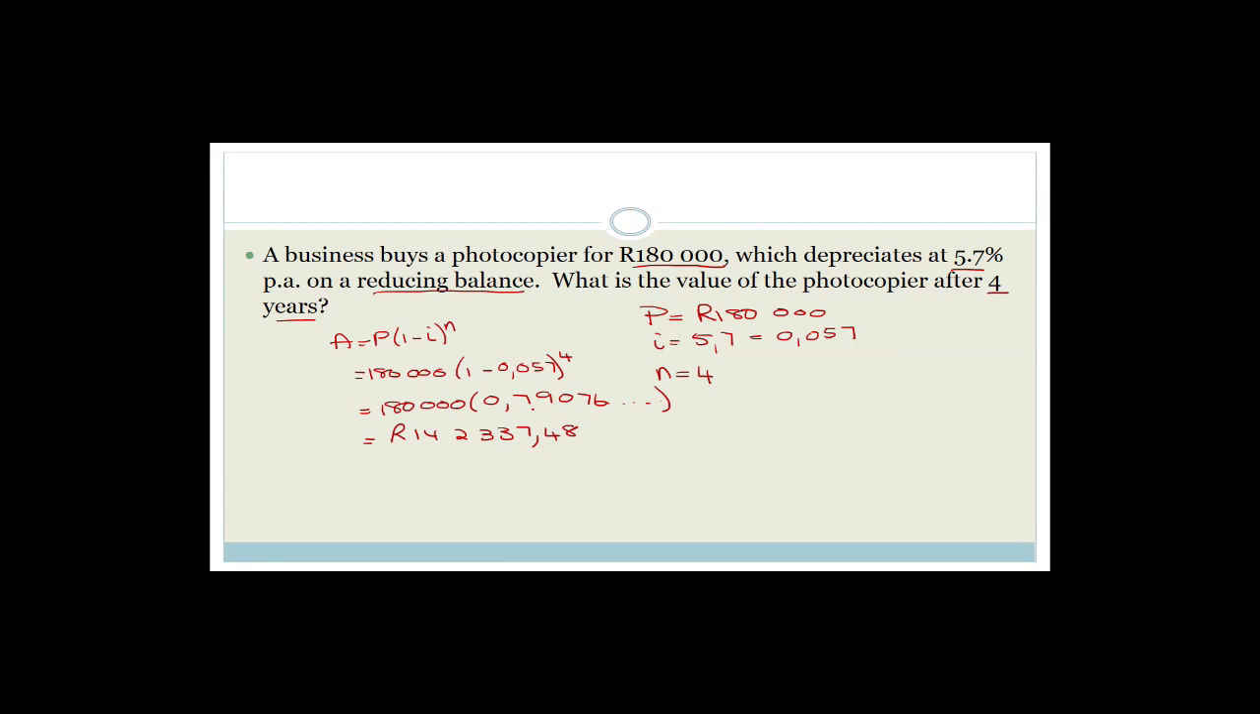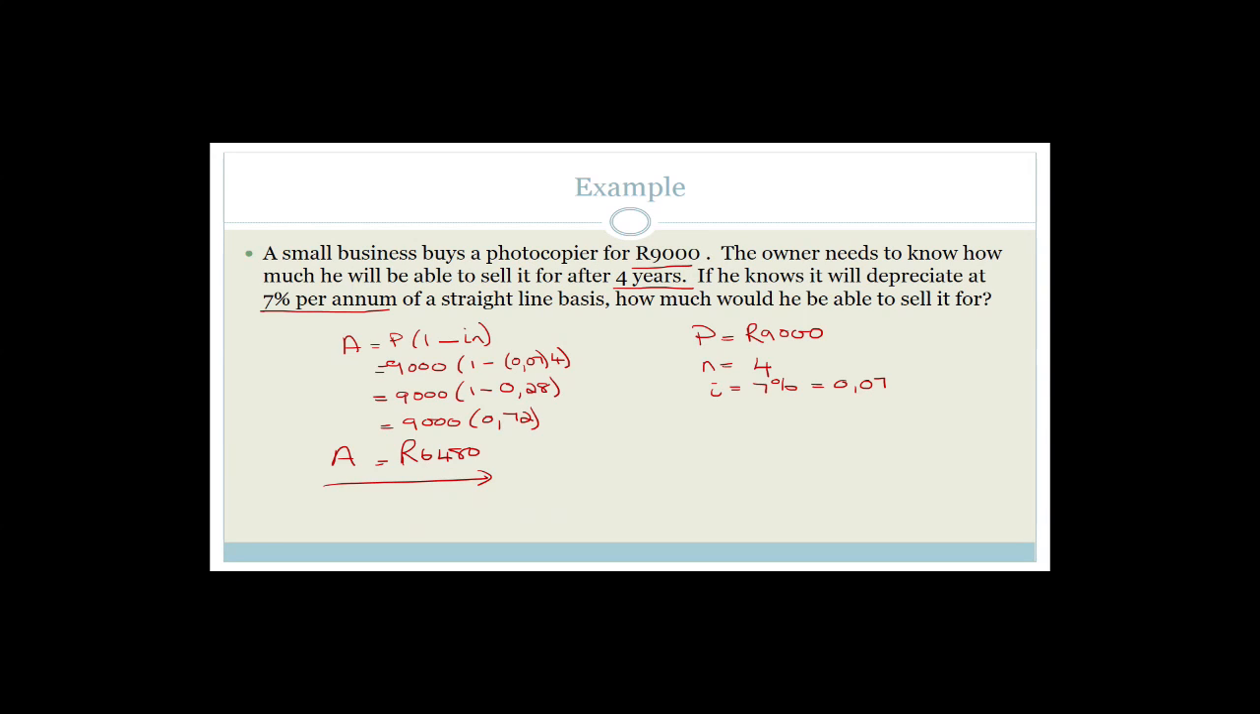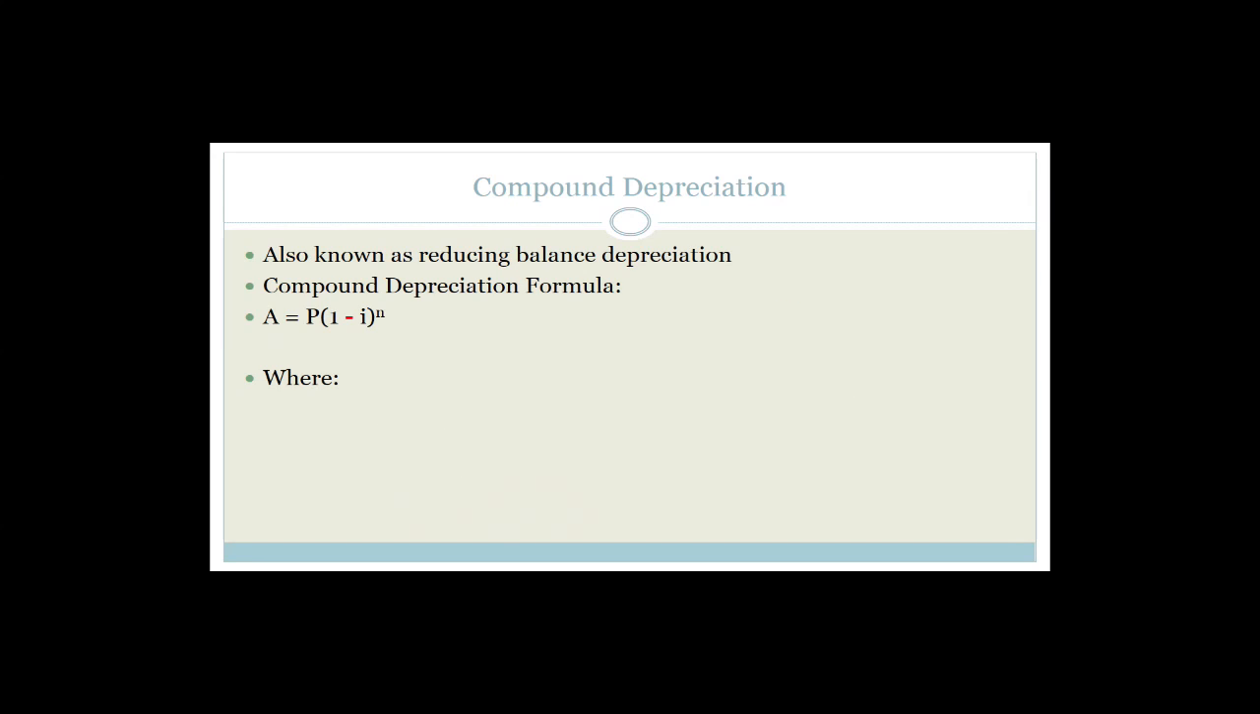You'll notice this photocopier has lost approximately 40,000 rand of its value, whereas this photocopier only lost about 2,500 rand worth of its value. So there we go.